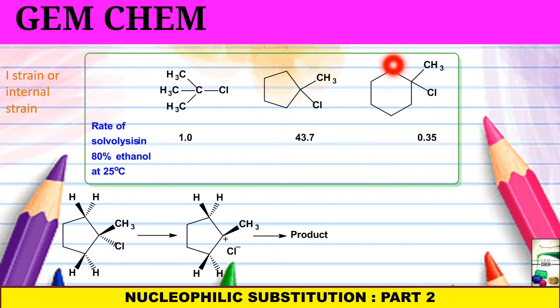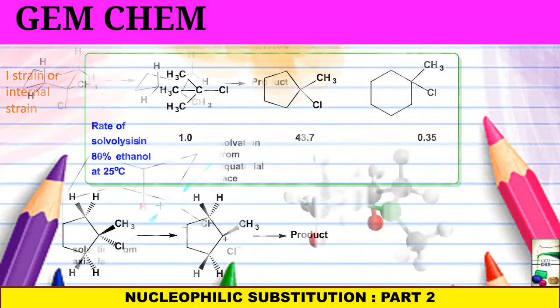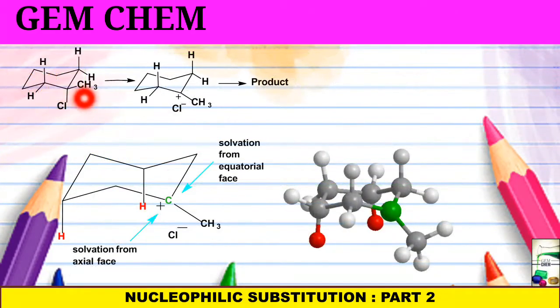But in case of the cyclohexane ring, this is not so, because this particular relief of strain is absent. If you see here, there is no particular strain, and this follows the usual reaction. This has about 1/3 the rate of tertiary butyl chloride, and the reason for such a small decrease is not clear. However, you have to understand that the solvation takes place only from the equatorial face, as solvation is difficult from the axial face, because there are 2 hydrogens which can produce steric hindrance. Here are the 2 hydrogens.